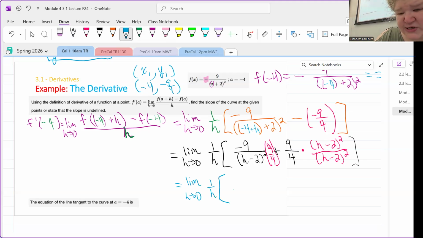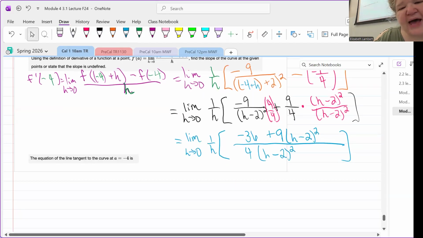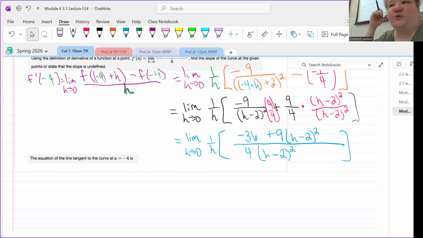So my denominators are the same, so I'm going to go ahead and combine them. So that is 4 times h minus 2 squared. On top, negative 9 times 4 is negative 36 plus 9 times h minus 2 squared. So on the bottom, I don't need to multiply out h minus 2 squared, but on the top, I do need to do that. So that's where we're going next.